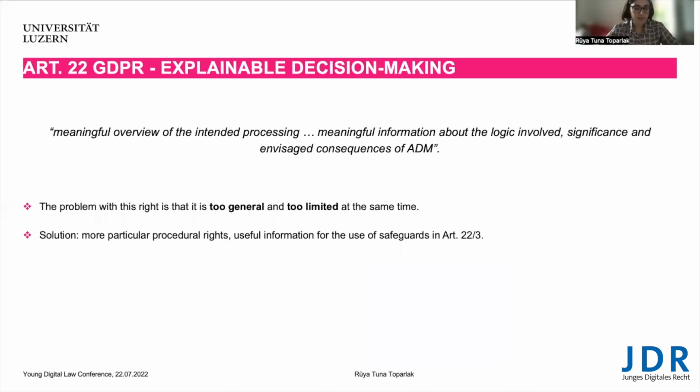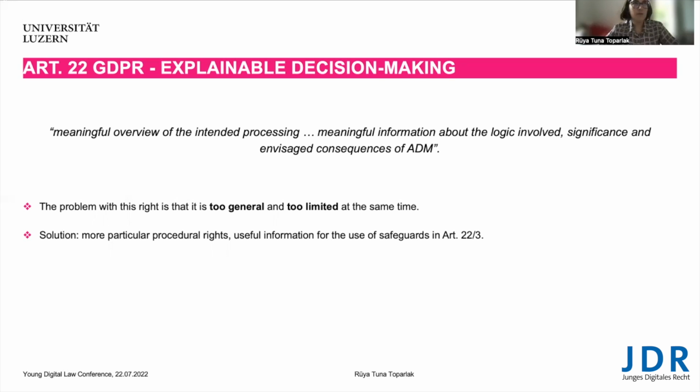So the problem with this specific requirement in case of qualifying ADM of having the right to meaningful information about logic involved, significance, and envisaged consequences is that it is way too general and way too limited at the same time. It is general because it is not specified which and how information meets this requirement, and it is limited in its application because of the threshold of decisions that only produce legal or similarly significant effects, plus it needs to be based solely on ADM, as I said.